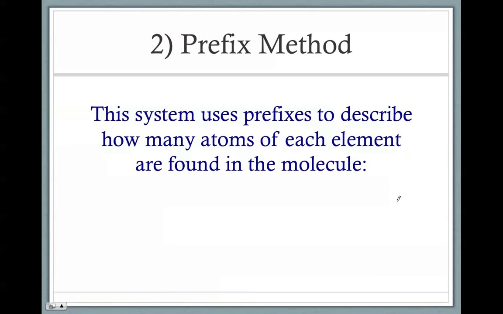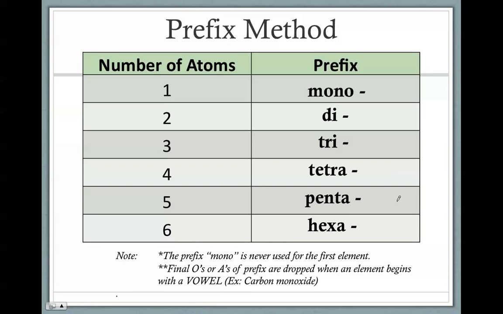Another naming system is an older method that we don't tend to use anymore, but it's important that you're aware of it because some common names use this, is the prefix method. So these prefixes are going to describe how many atoms of each element are found in a compound. So the number of atoms you can see here, 1 is mono, 2 is di, 3 is tri, 4 is tetra, 5 is penta, and 6 is hexa.